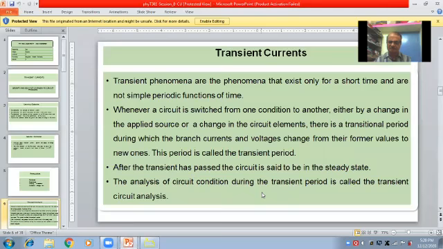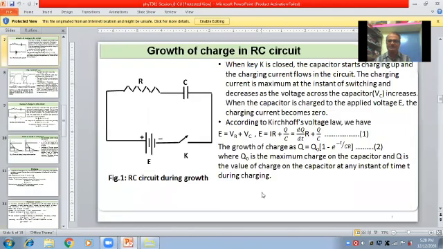So next we studied the transient current and now we'll see what is the growth of the charge in an RC circuit. This is a circuit containing a resistor R and capacitor C. These are connected in series across a battery. This is a battery and this is the key.